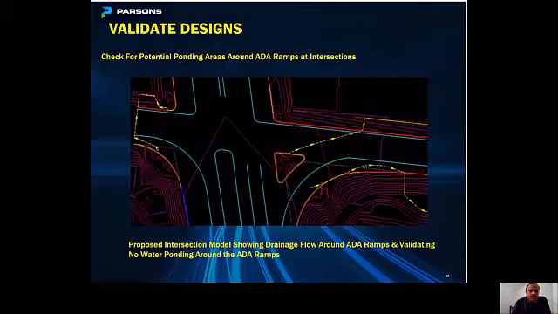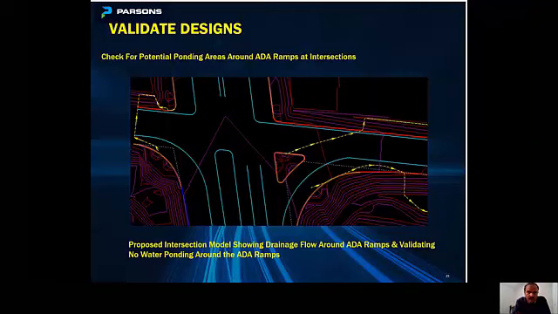So this slide demonstrates that the detailed intersection designs and the display of contours validate the intersection design. In this picture, we have used the drainage trickle tool to verify that there is no ponding anywhere in the intersection area, and especially around the ADA ramp.